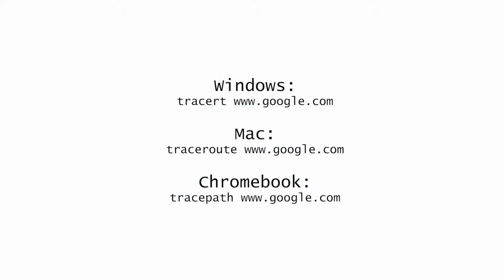Let's start with a simple traceroute to Google's website. Here are the instructions for each type of machine you may be using. On a Windows-based device, type tracert www.google.com. On a Mac-based device, type traceroute www.google.com. On a Chromebook, type tracepath www.google.com. Then press Enter and let's see what happens.